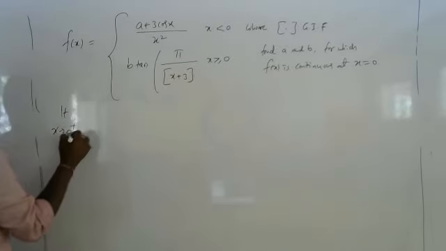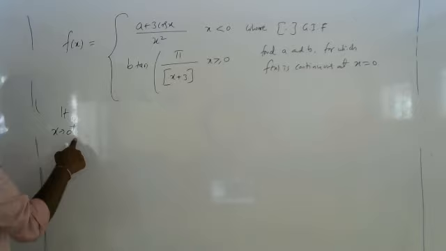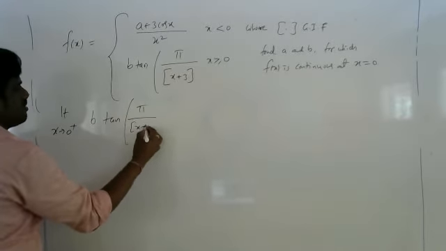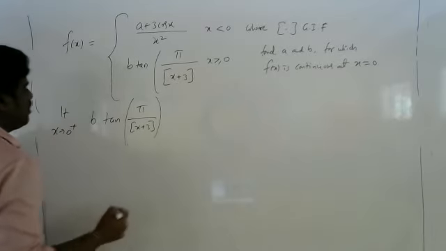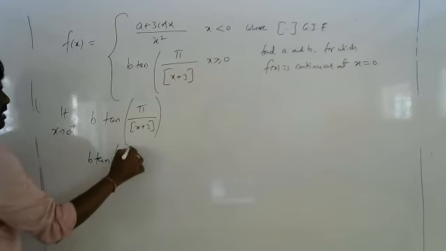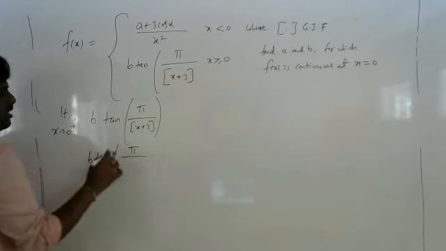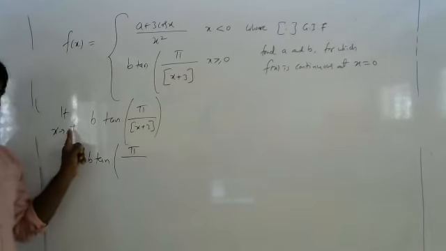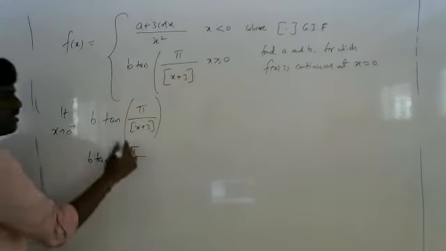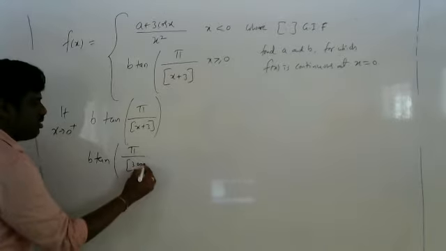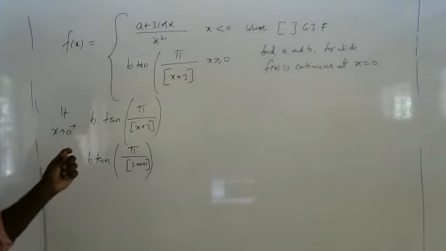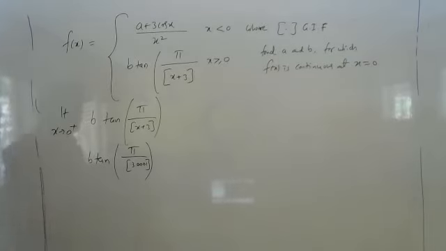Can I do 0 plus? First I will do 0 plus. Limit extending to 0 plus, b tan pi by greatest integer x plus 3, I write. Okay, so what I get here? 0 plus means 0.001, and 0.001 plus 3 will be 3.001. Okay, you remember that. So the greatest integer of 3.001 will be 3.